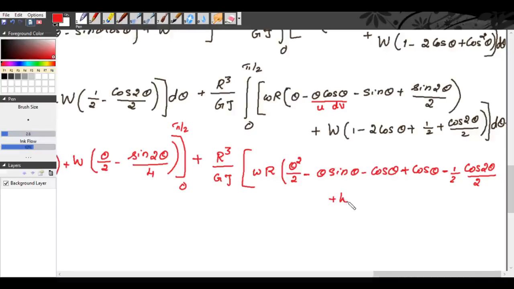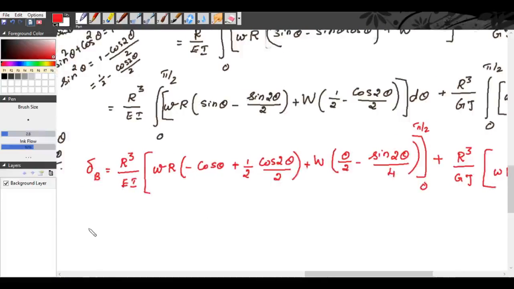Plus W into integration of 1 into d theta is theta, minus 2 integration of cos theta is sin theta, plus 1 by 2 integration of 1 by 2 is 1 by 2 into theta. So theta by 2 plus integration of 1 by 2 into integration of cos 2 theta is sin 2 theta by 2. So sin 2 theta by 2, from 0 to pi by 2.